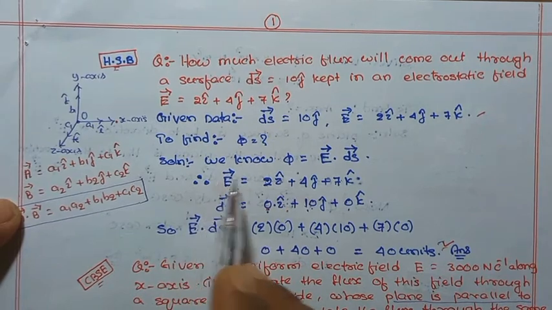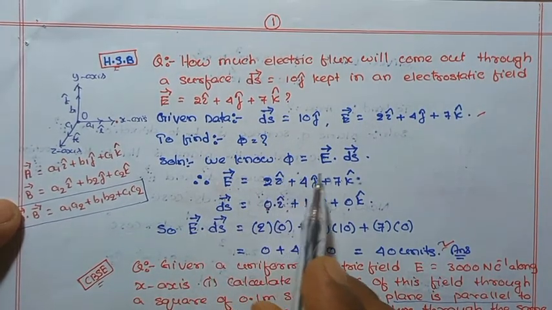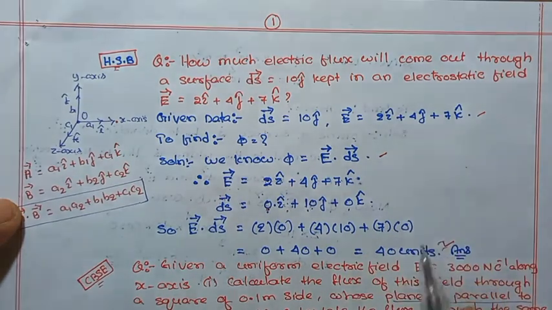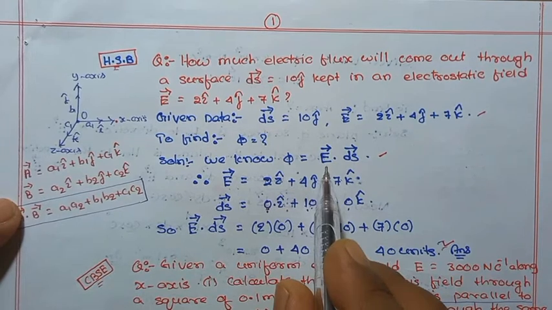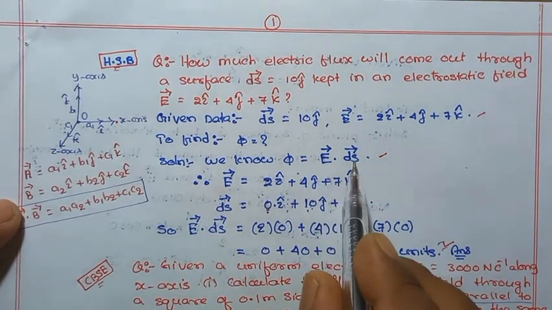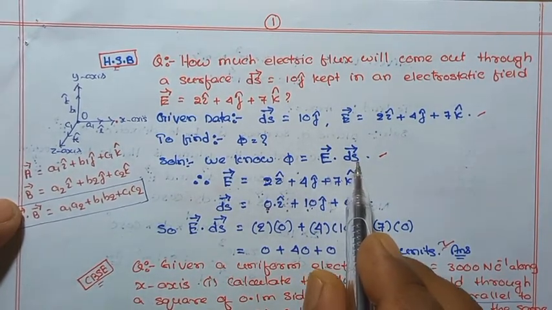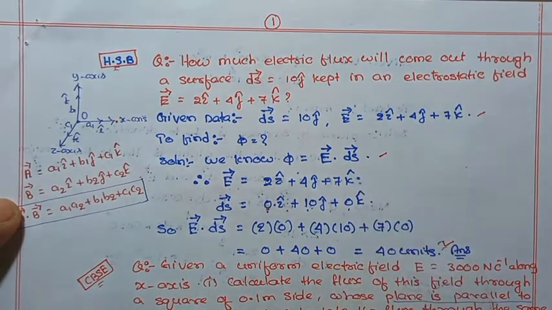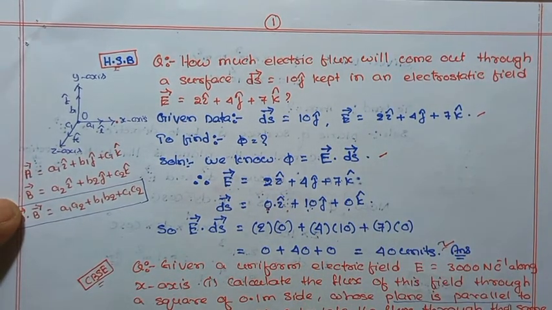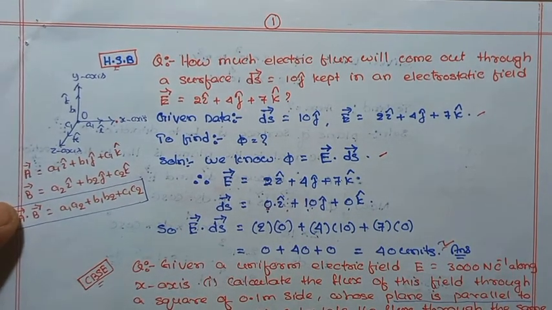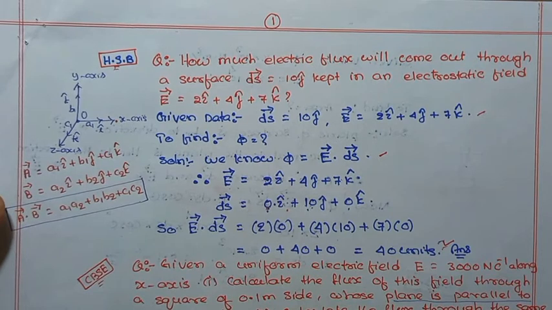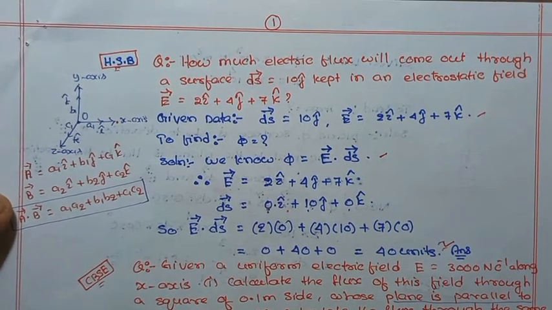So we know that flux phi is equal to E vector dot ds vector. So, magnitude of E vector multiplied with magnitude of ds vector and cosine of the angle between these two. But here the vectors are expressed in terms of unit vectors. So we will calculate the dot product of the two vectors in the form of unit vectors.